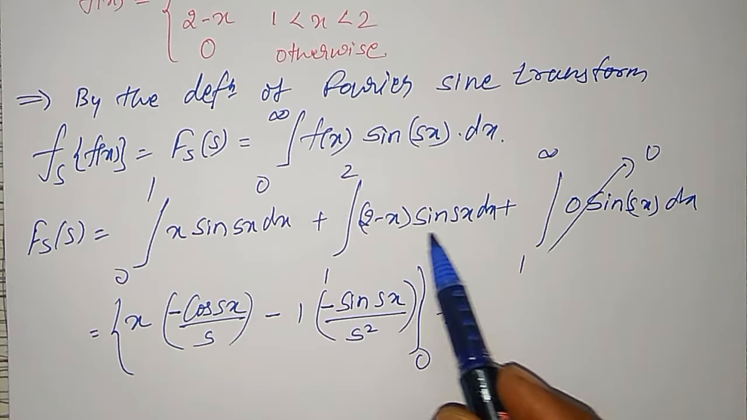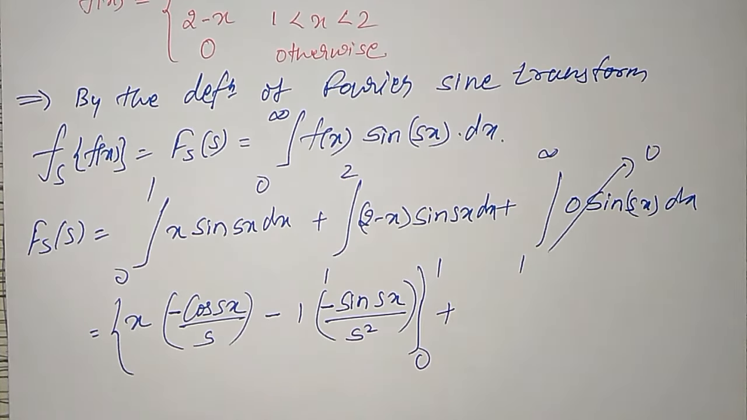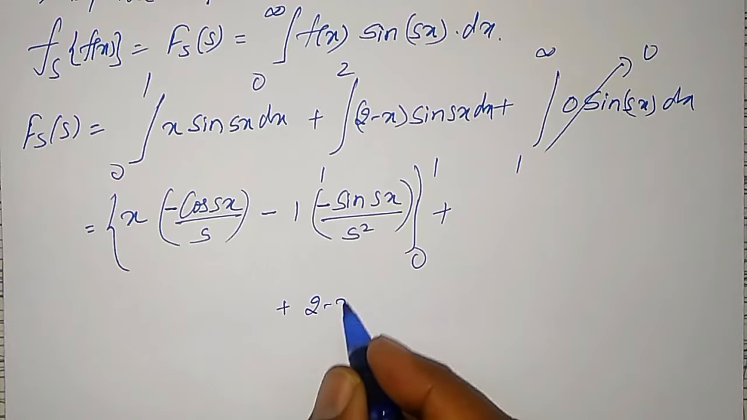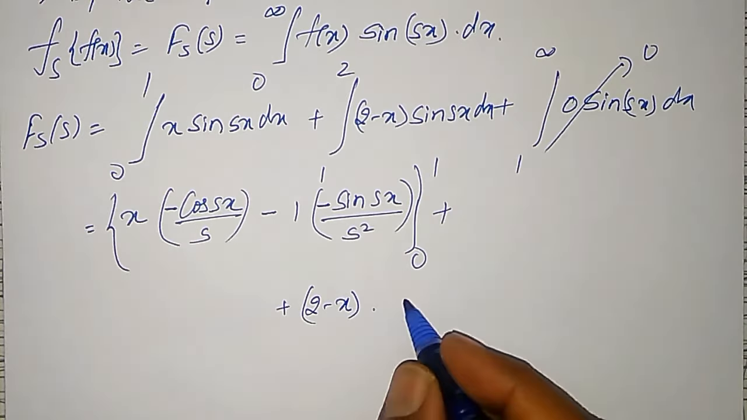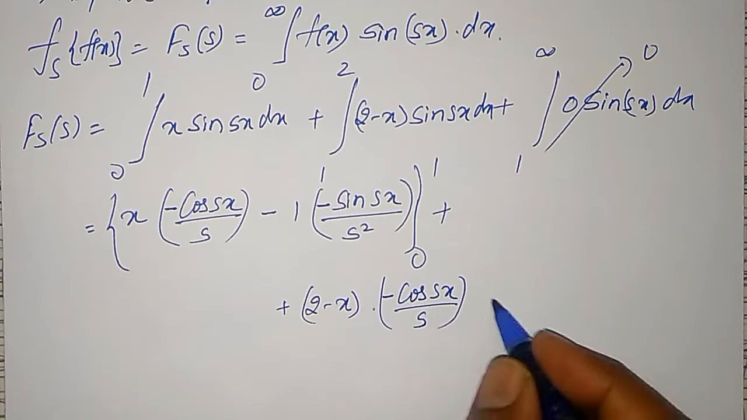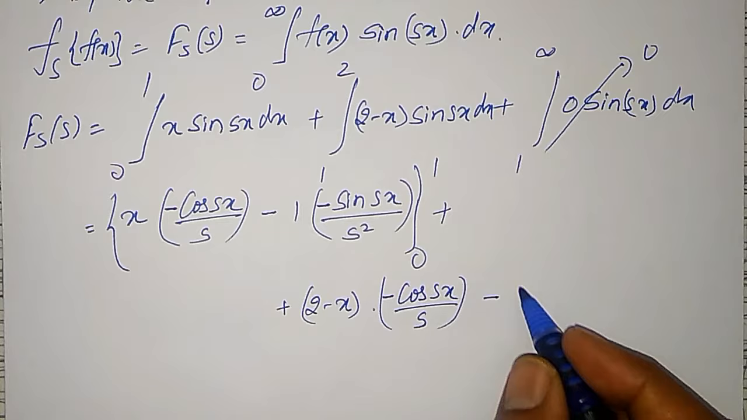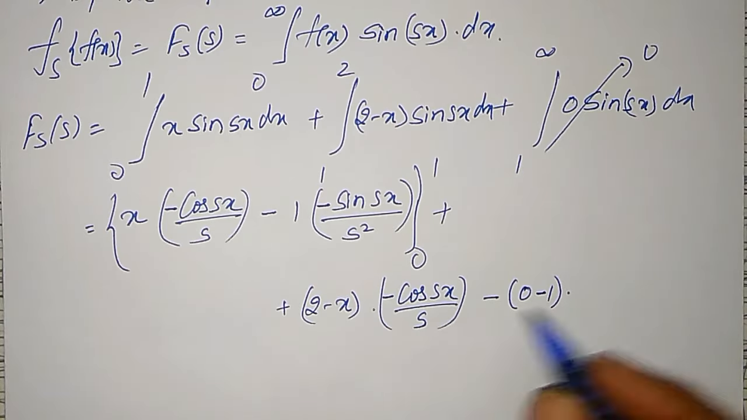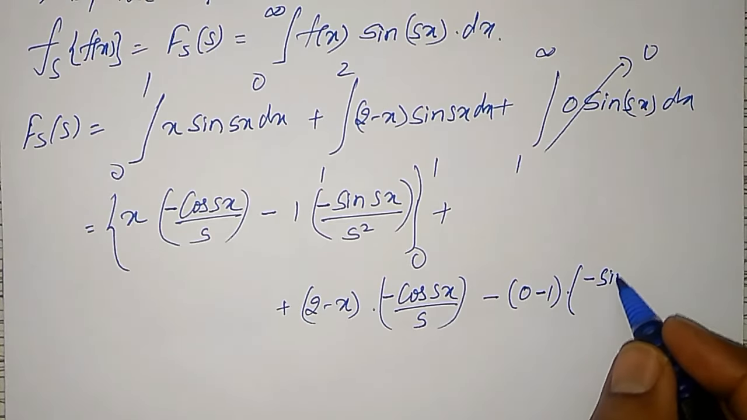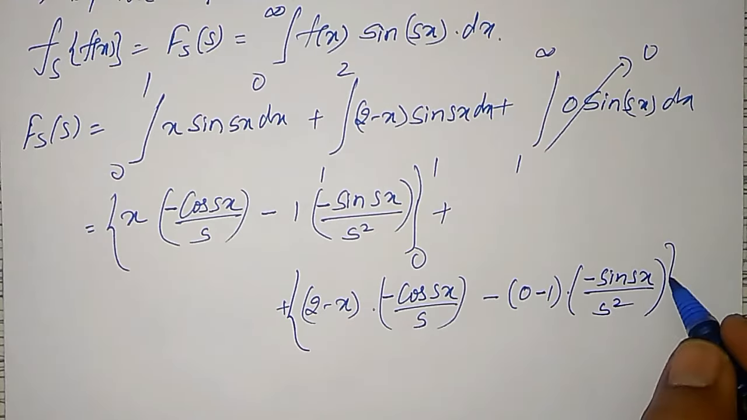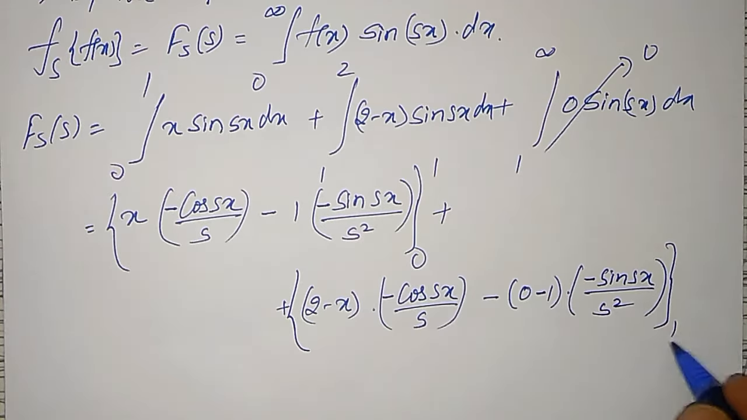Like that, the integration of 2 minus x into sine sx. Here also I will use Bernoulli's rule. The next term, 2 minus x, is my first function. The integration of sine sx is minus cos sx divided by s, minus the differentiation of 2 minus x, which is minus 1, into the integration of minus cos sx, which becomes minus sine sx divided by s square, and this is between the limits 1 to 2.